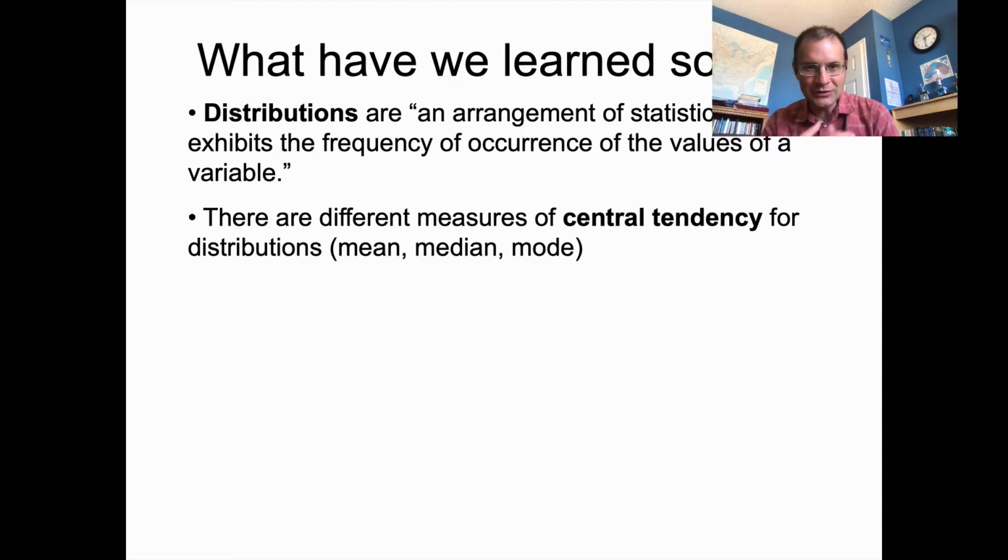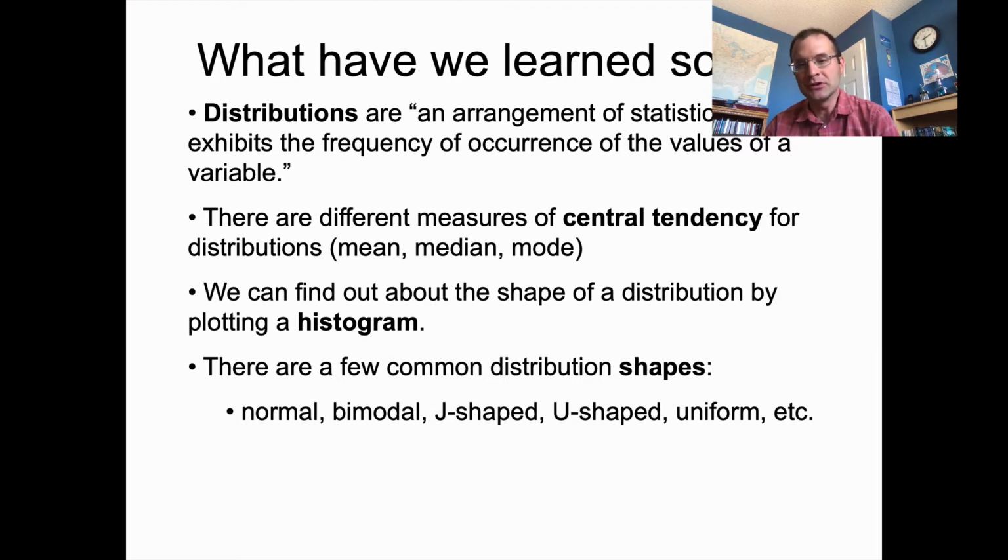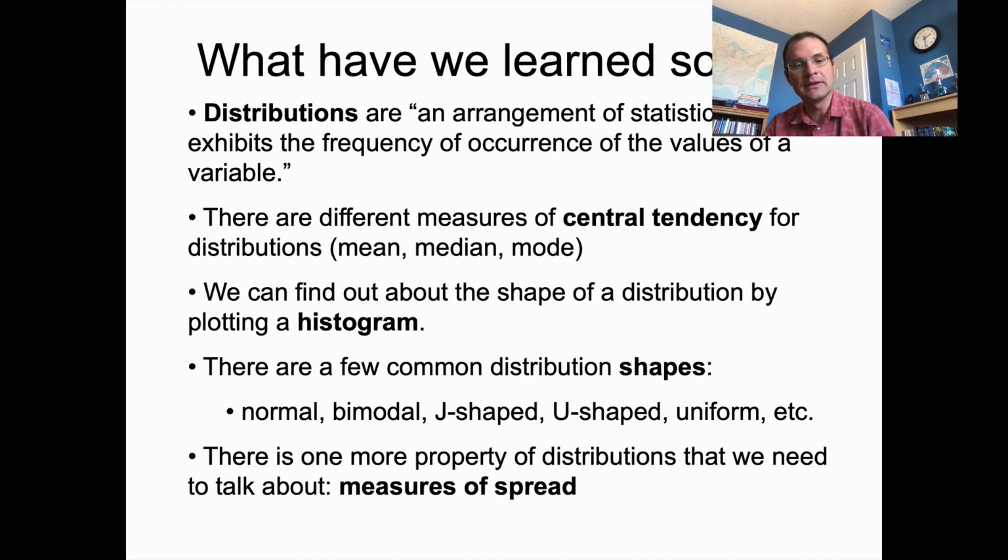And distributions have different properties, including measures of central tendency, like the mean, the median, and the mode. We also found out that you can take a look at what distributions look like, what their shape is, by plotting a histogram. And there are a few common distribution shapes which we see fairly often, like normal distributions, bimodal distributions, J-shaped distributions, and so on. Those are two important properties of distributions already. And the last one that we're going to talk about today is measures of spread.